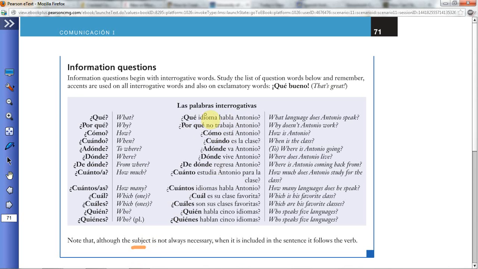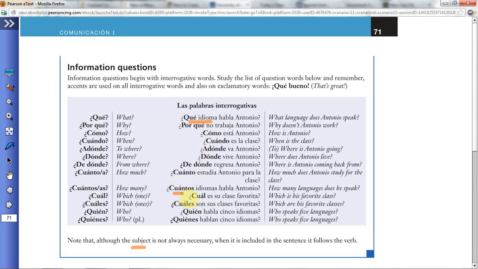They're nouns. ¿Qué idioma habla Antonio? If you make that a statement, Antonio habla italiano. Antonio habla español. That would be the statement if you didn't have a question about it. Okay? Qué can be followed by a noun.